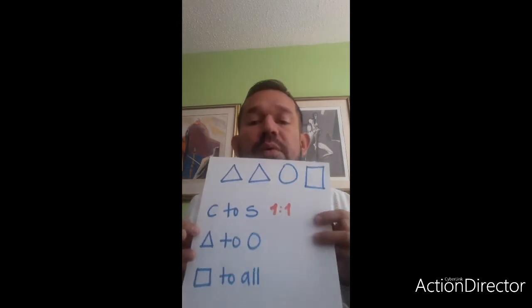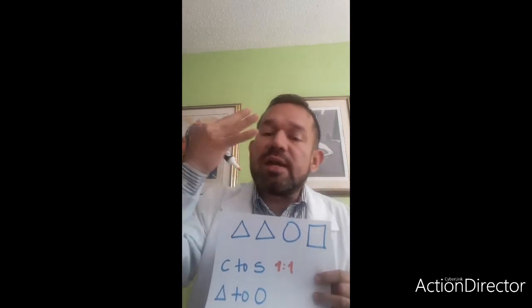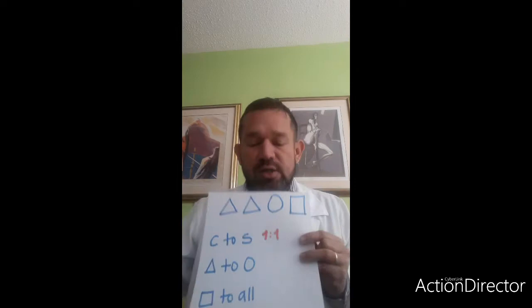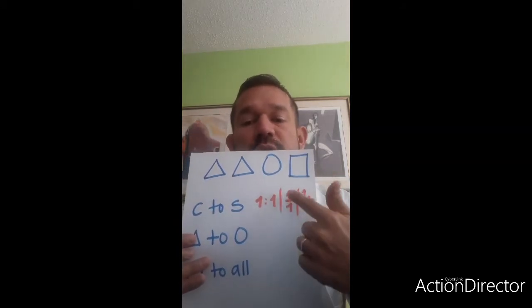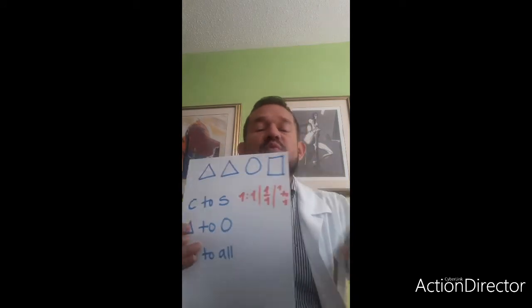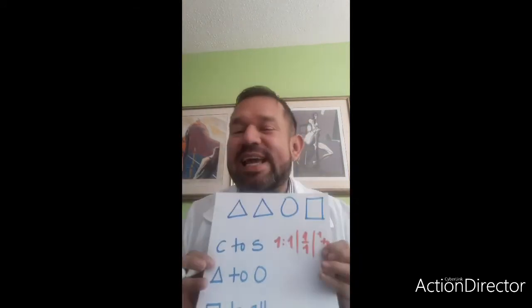Also, very important to remember, to write a ratio we can use 3 different ways. We can use the colon, or we can use the fraction, or we can use the word "to." So 1 to 1, 1 to 1, or 1 to 1, all of them represent exactly the same situation.